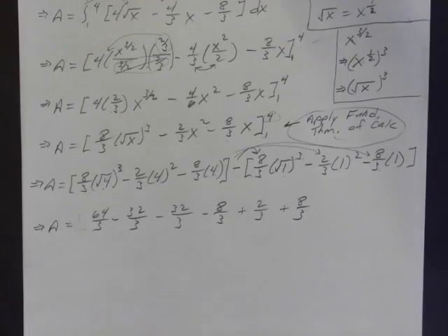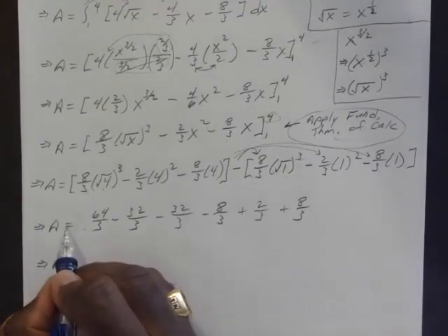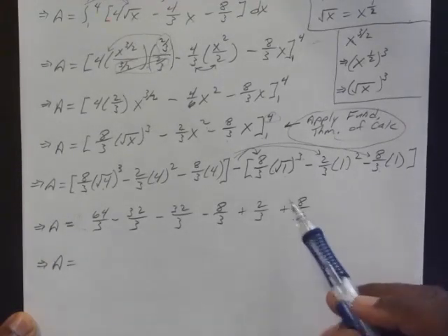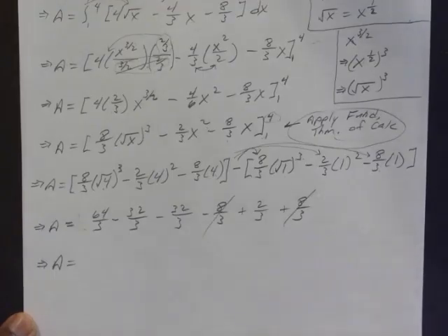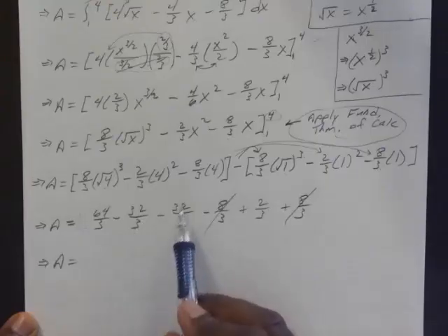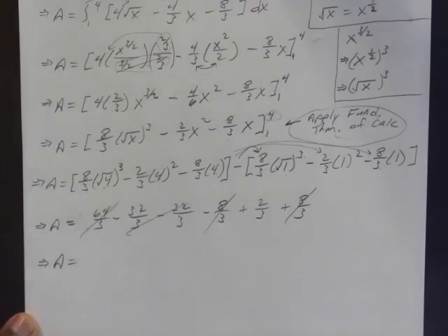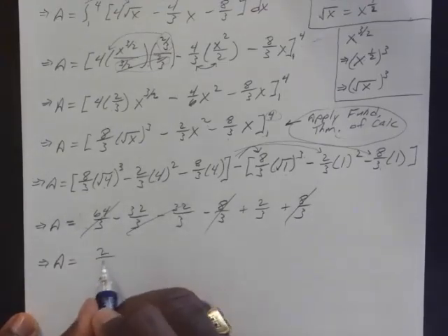So if we look at this one closely, we could see we really don't have to do much to it. We get positive 8 over 3, negative 8 over 3. 32 over 3 minus 32 over 3 is negative 64 over 3, which cancels out with this positive 64 over 3. So our answer is just 2/3.